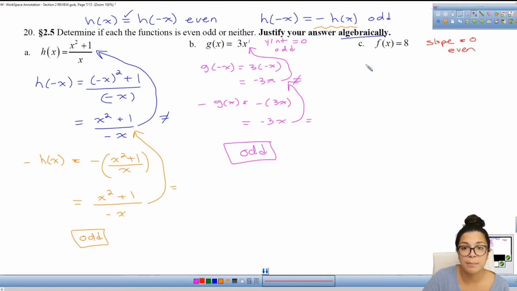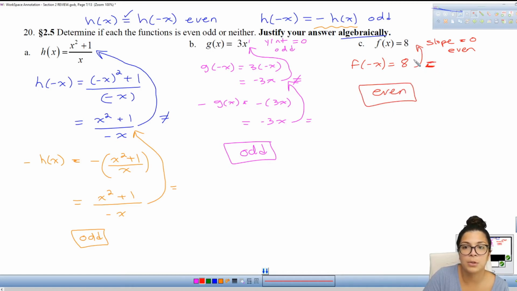So let's go ahead and show that, right? F of negative x. Now on the right-hand side, we just have 8. So that would just be 8. And notice that f of negative x is equal to f of x. So that is, in fact, even, because these two are equal. There's no variable there, so there was nowhere for me to actually plug in negative x. So regardless of the input, whether it's negative x or anything else, the output is just 8. So the output stays the same, and therefore it is even.